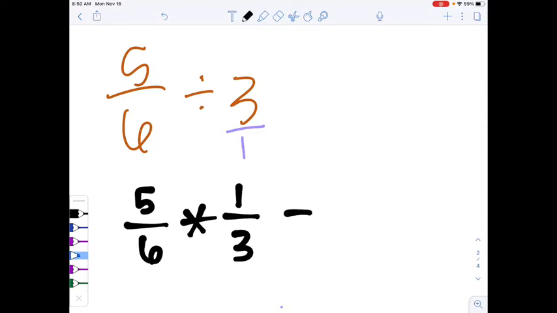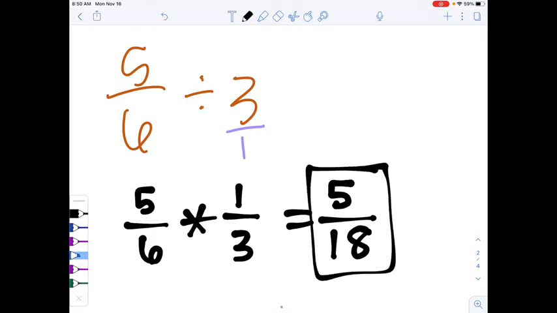Nope, can't do that. So I multiply the numerators. 5 times 1 is 5. Multiply the denominators. 6 times 3 is 18. I can't simplify that, so there's my answer. 5/18.